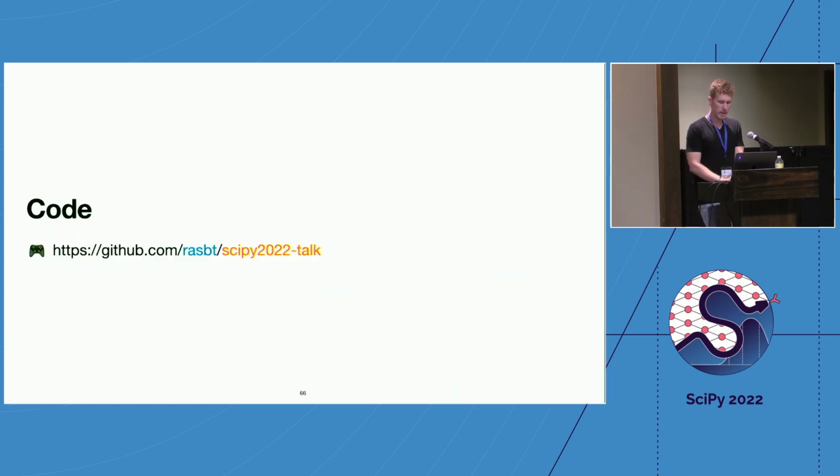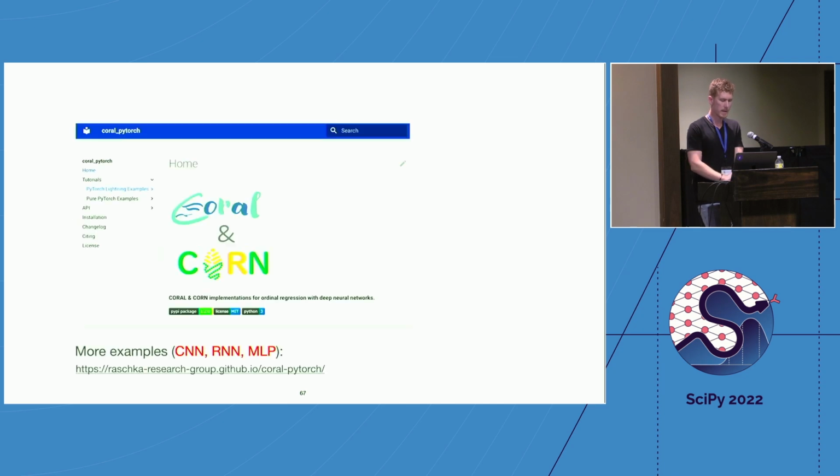Again, the code is here, and also more examples for convolutional networks, recurrent neural networks, and multilayer perceptrons on this tutorial website I put up a few months ago.